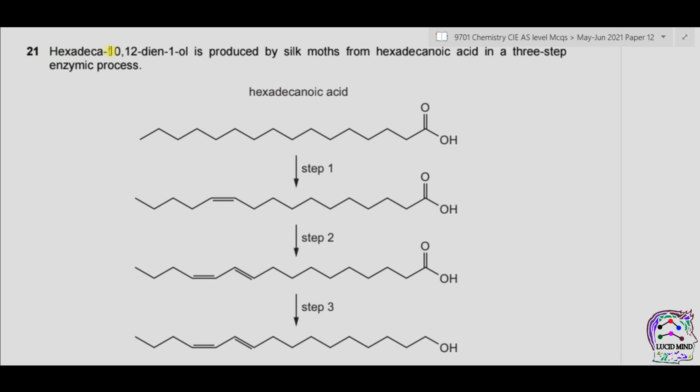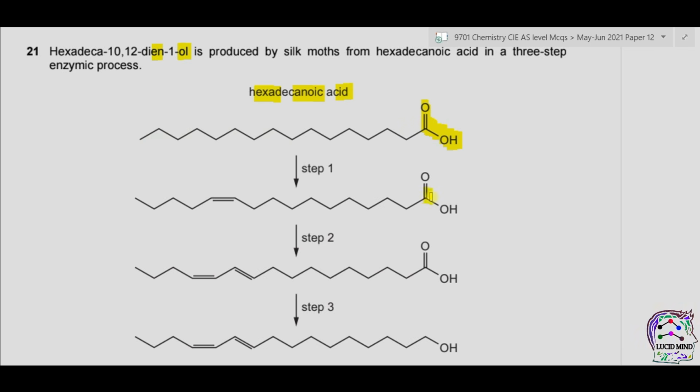Question 21. Hexadeca-10,12-diene-1-ol is produced by silk moths from hexadecanoic acid in a 3-step enzymatic process. This is hexadecanoic acid. We have a carboxylic acid functional group, and as it is hexadeca, it means we have 16 carbon atoms in the long chain.